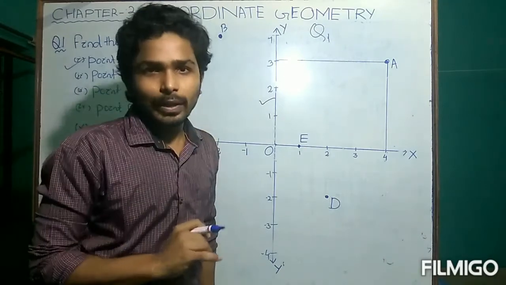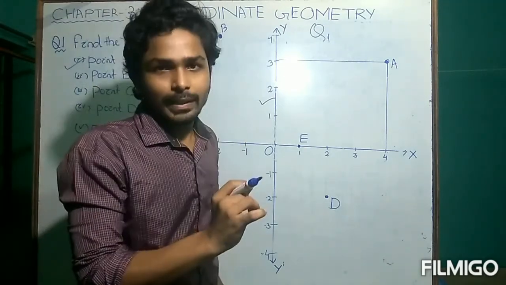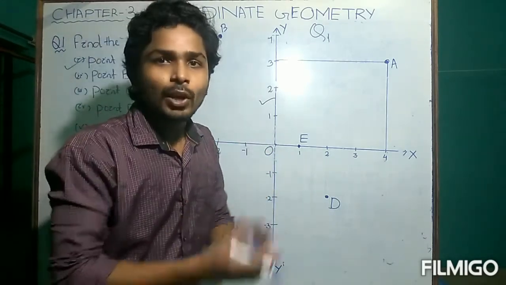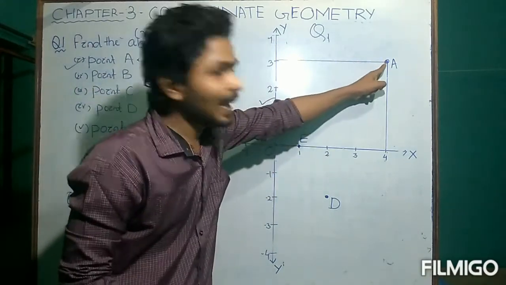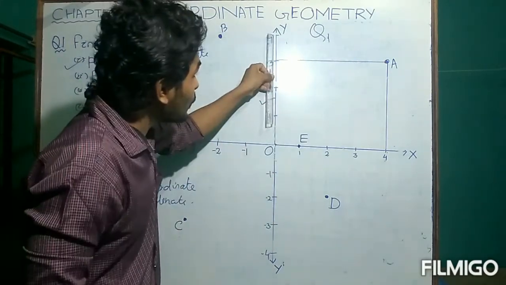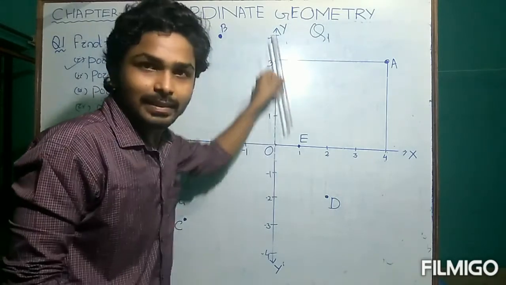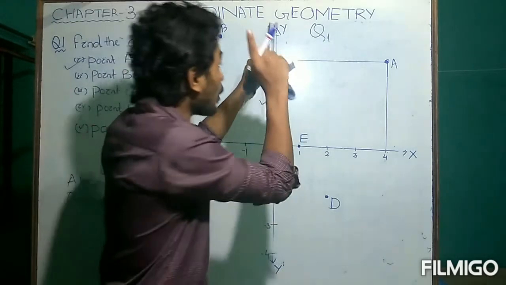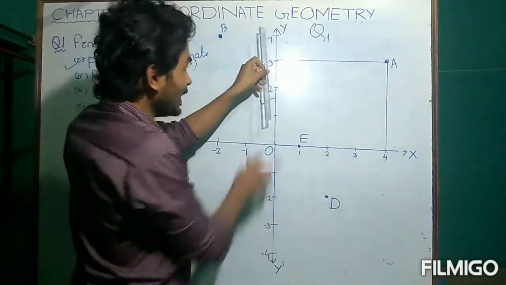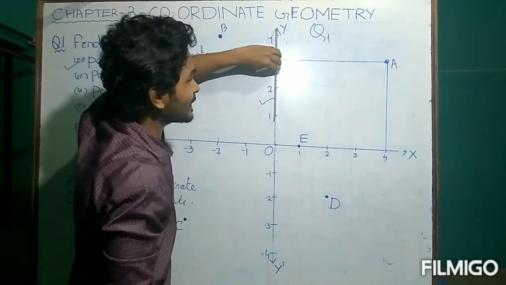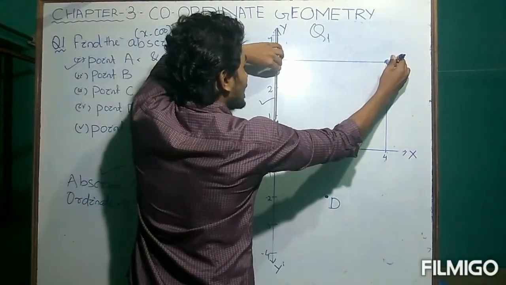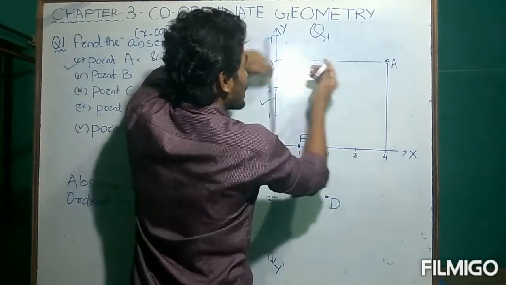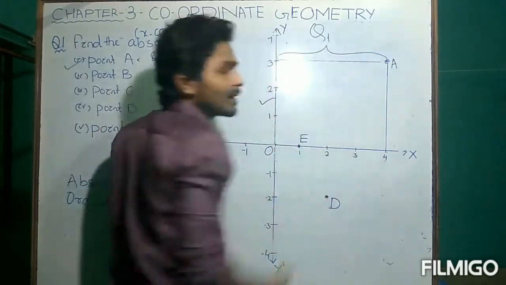Next, we have to find out its x coordinate. So recall what is x coordinate. As I had told you, x coordinate means the perpendicular distance from the y-axis to the point. Here the point is A, and this is the y-axis. So you have to find out the x coordinate, meaning the distance from the y-axis to the point. That means you have to find this length.